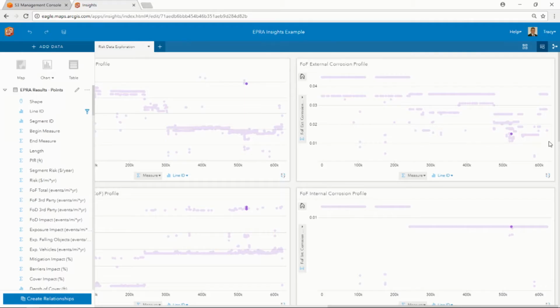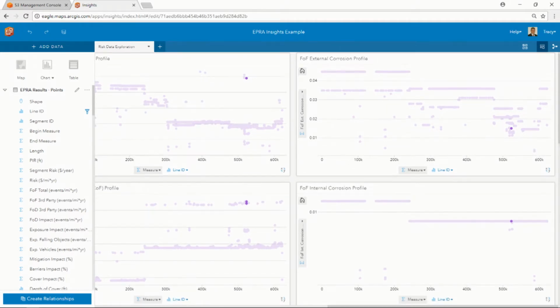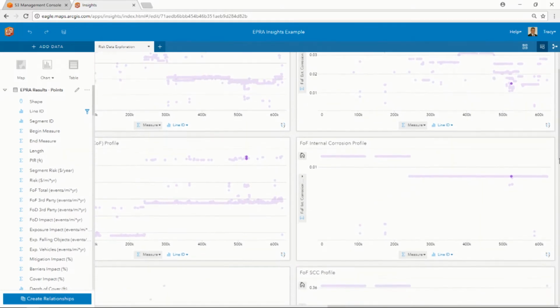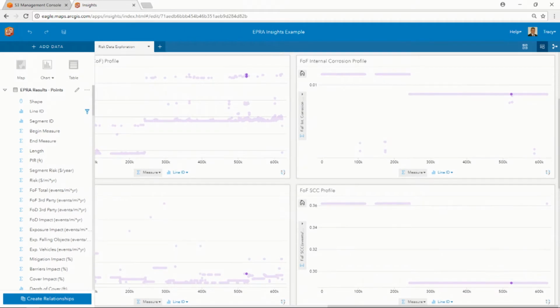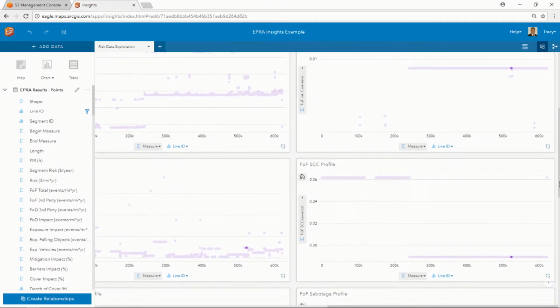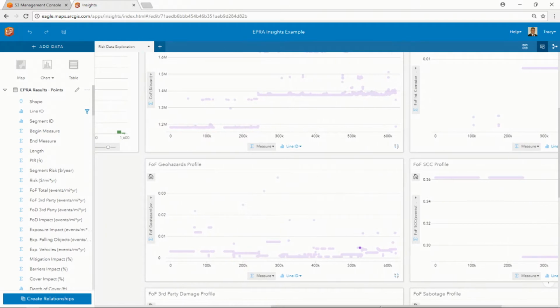So digging down, if we look at external corrosion for those segments, what we see is that external corrosion doesn't really appear to be a problem here. It's just right in track with the lower values on the line. If we look at internal corrosion, again, internal corrosion doesn't appear to be a threat for these segments. If we look at stress corrosion cracking, which is caused by cyclical fatigue on the pipeline, what we see again is, hey, it doesn't look like we have an issue here with stress corrosion cracking.